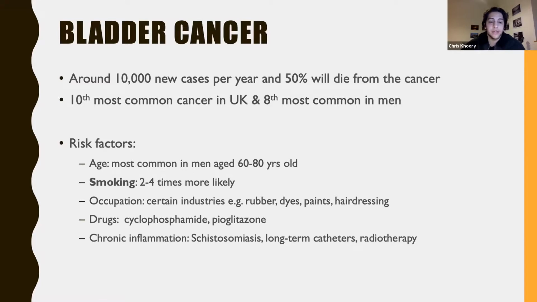Cyclophosphamide, which is a drug used in rheumatoid arthritis, and pioglitazone, which is a diabetic drug, both increase your risk of bladder cancer. And chronic inflammation, so this may be in the form of schistosomiasis, long-term catheters or radiotherapy. Schistosomiasis is a parasitic worm infection that can cause chronic inflammation in the bladder.